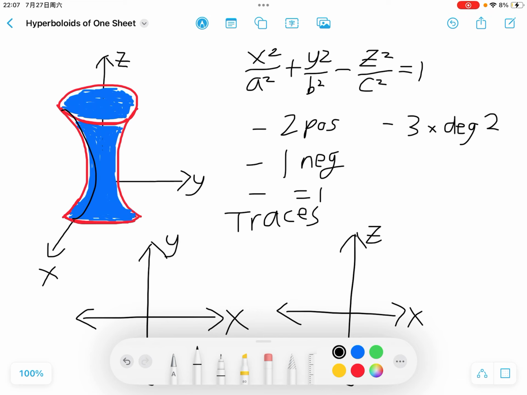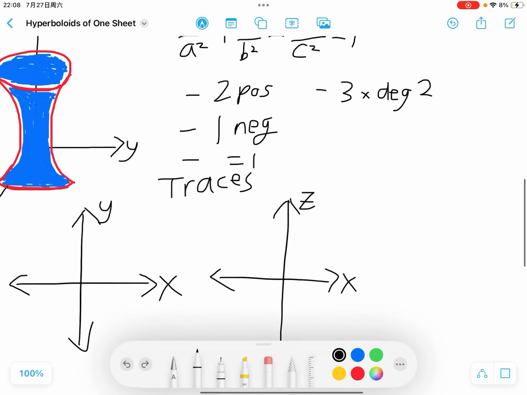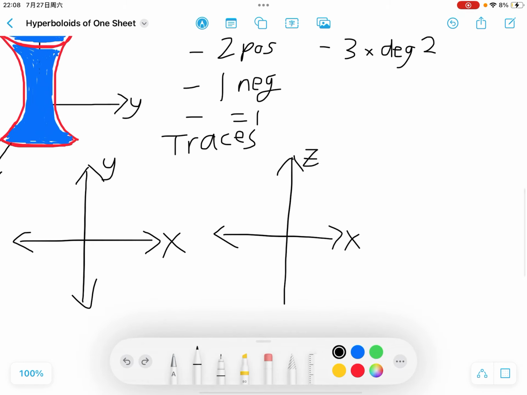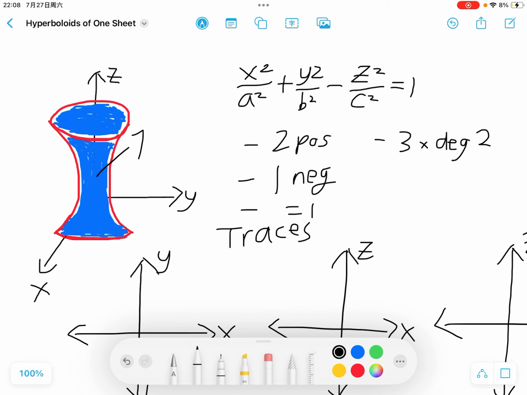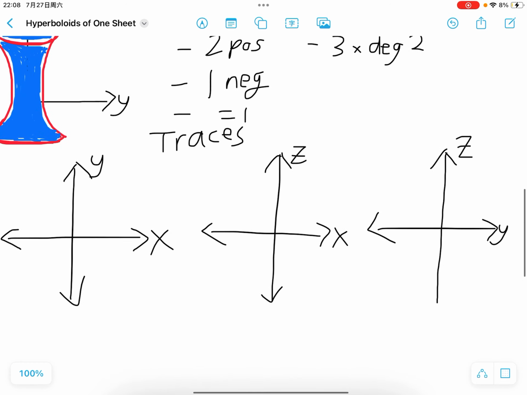So right now it's not really obvious, but I think it's a hyperbola. So basically a 2D version of what my graph would look like if it intersected the XZ plane. And then the last trace you should be able to guess is the YZ plane. The YZ trace is what our graph looks like when it intersects the YZ plane, this plane behind it. So the 2D version of the graph is also a hyperbola for a hyperboloid of one sheet.